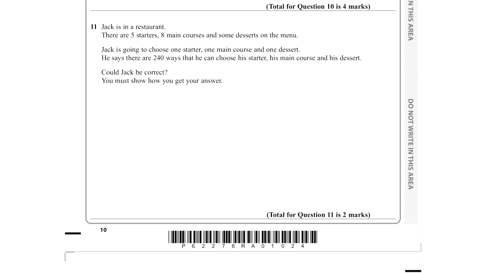So Jack is in a restaurant. There are 5 starters, 8 main courses, and some desserts. We'll call that X. We don't know how many. He's saying there's 240 ways he can choose a starter, main, and a dessert. Could he be correct? So we have 5 times 8 times X is equal to 240. We have 40x is equal to 240, and then we have x is equal to 6.